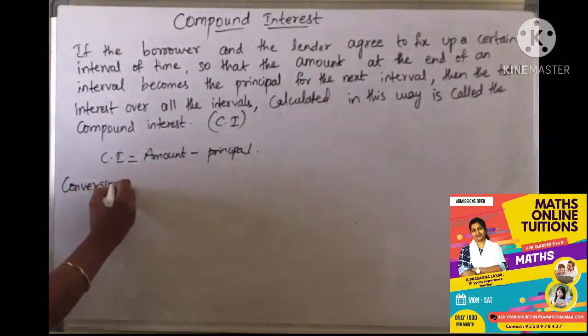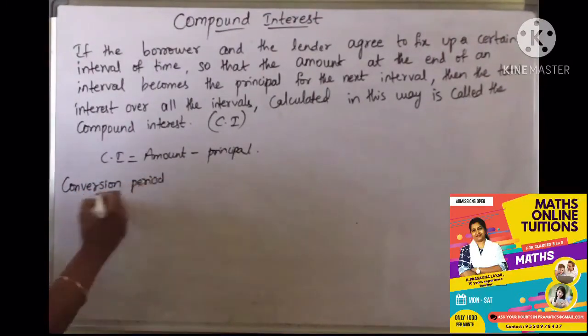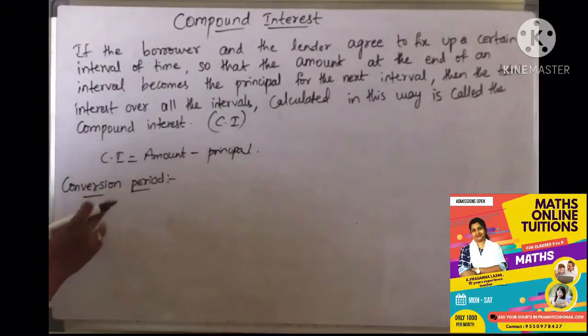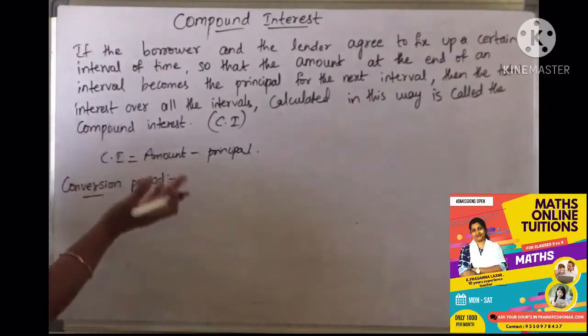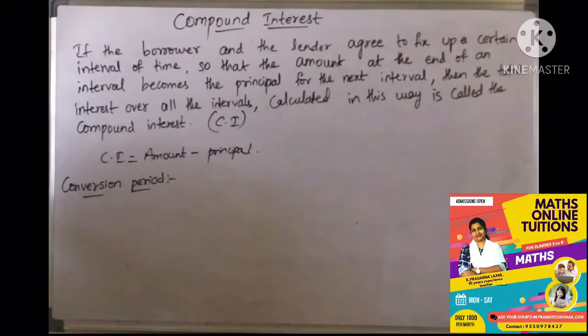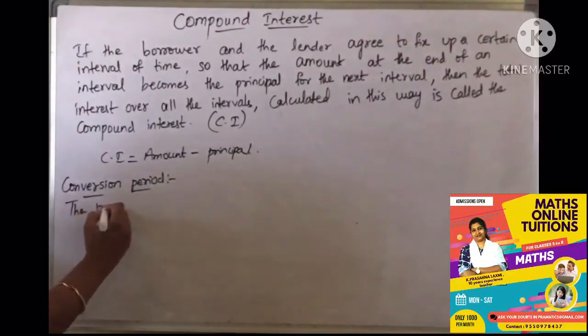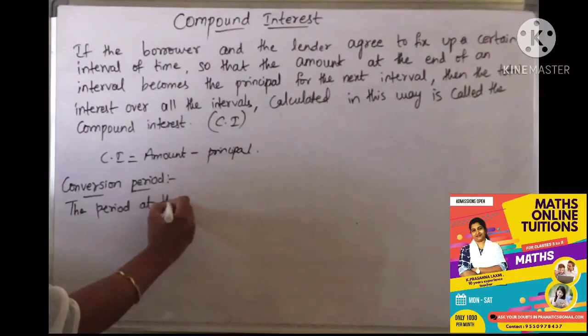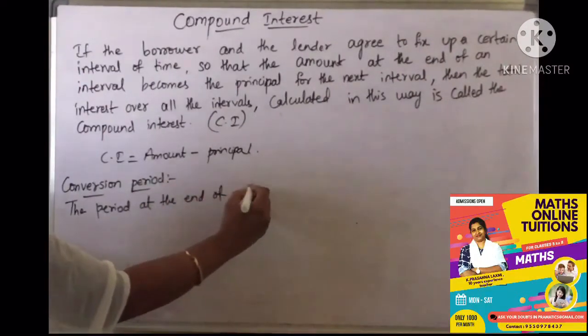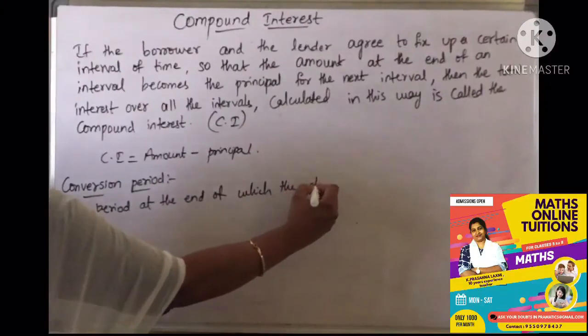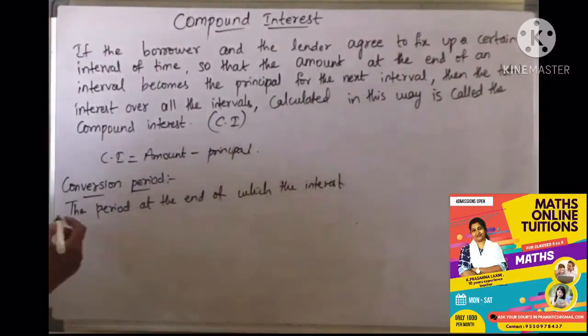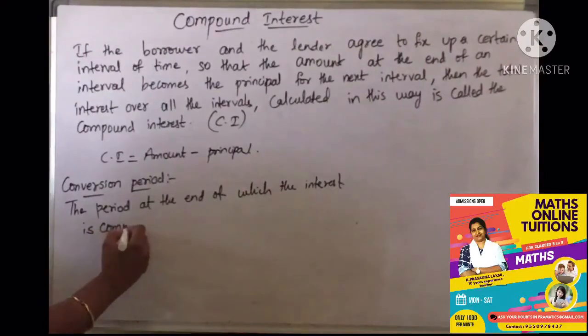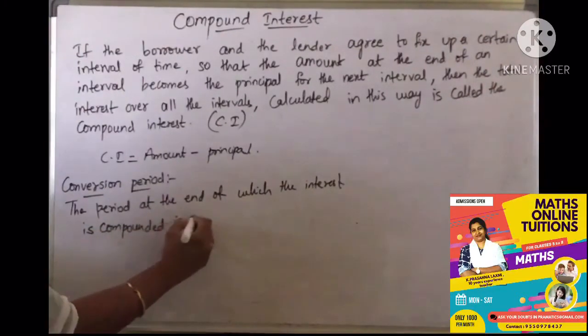So next is conversion period. What is this? The fixed interval of time at the end of which the interest is calculated and added to the principal at the beginning of the interval is called the conversion period. In other words, the period at the end of which the interest is compounded is called the conversion period.